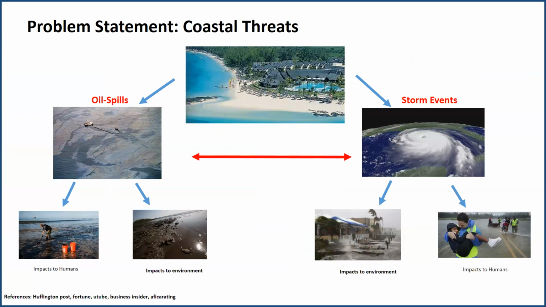The US population in coastal counties or areas is already dense and is expected to continue to grow from 123 million to 134 million by 2020. Oil spills and coastal storms threaten human health and well-being, coastal economies, and the ecology of the area.